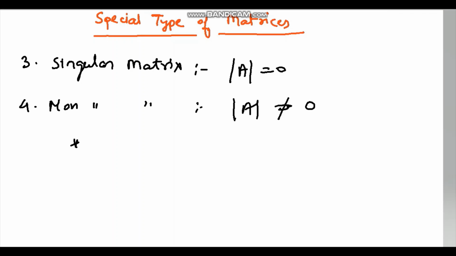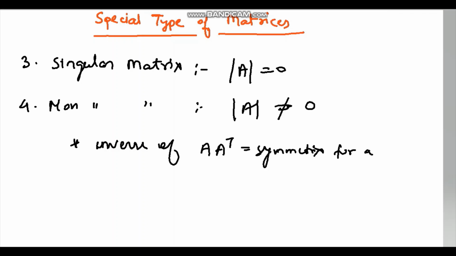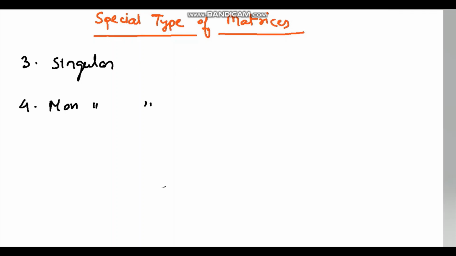Let us take one short note. You will not understand it now, but later we will understand. Just write it as: inverse of A into A transpose is symmetric for a non-singular matrix. You will understand later what a symmetric matrix is and what an inverse is.